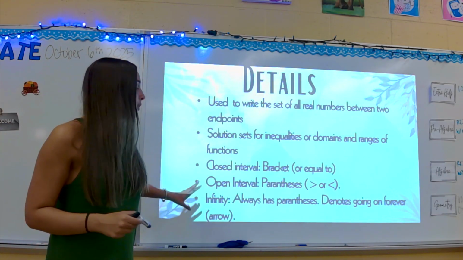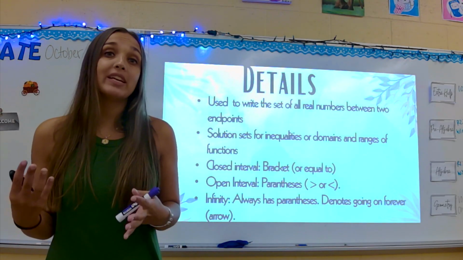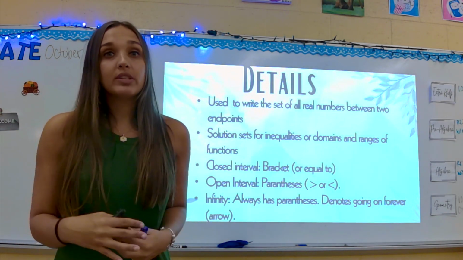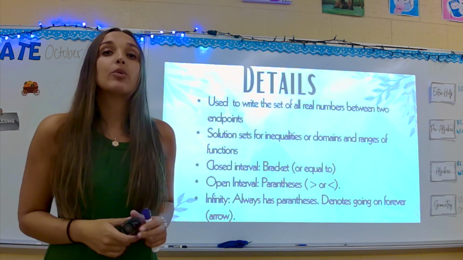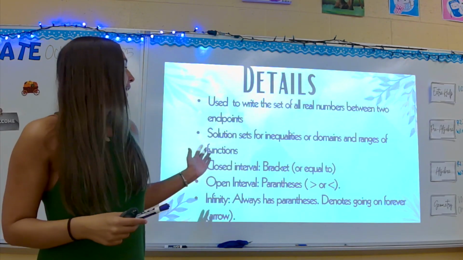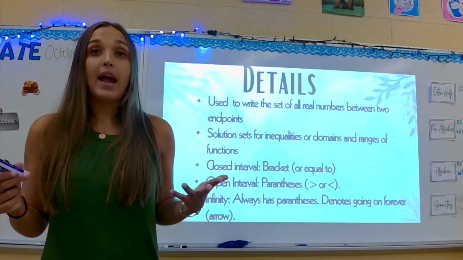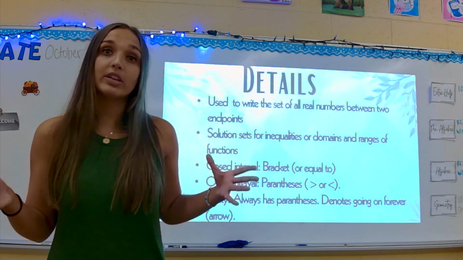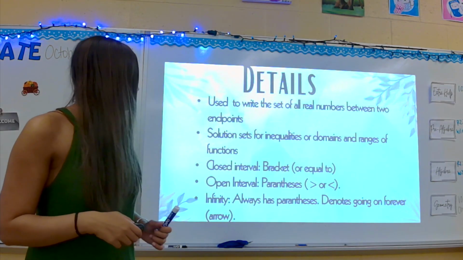We're going to use infinity. So infinity always has parentheses. We don't know what infinity is. We don't know what negative infinity is. So we can't use a closed interval because that's just some abstract big number, right? So we're going to have to leave it as a parenthesis. It denotes it's going on forever. This is also when you see arrows on our inequality graph. When we see arrows, that's when we know we're going to be using infinities.